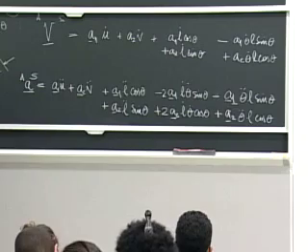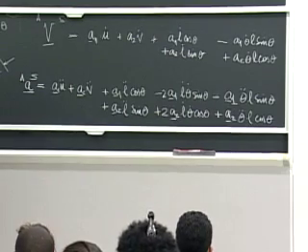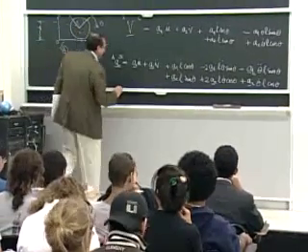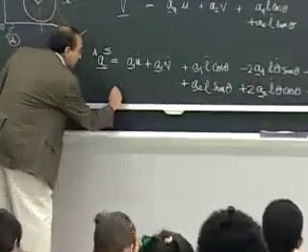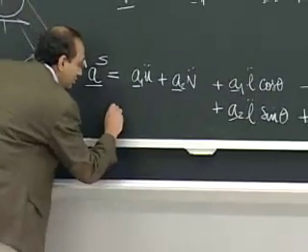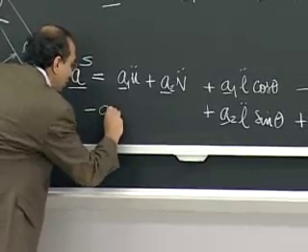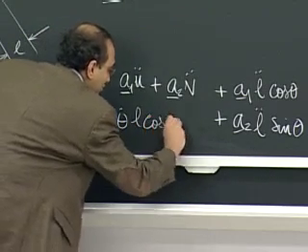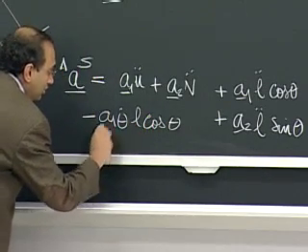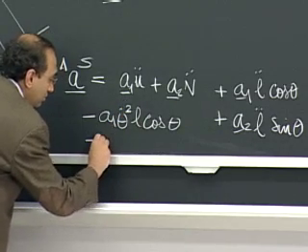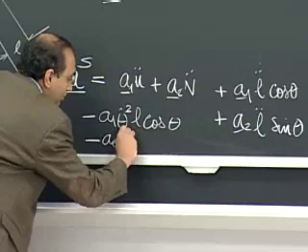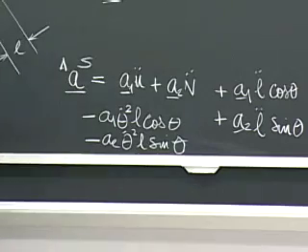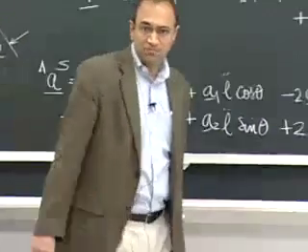Is there one more term? We have a theta dot squared term. Oh yeah, we missed that. Okay, where shall I write it? I don't have space. Okay, give me the other term. I'll put it here. Negative A1 theta dot squared L cosine theta, and then negative A2 theta dot squared L sine theta. Okay, so these are all the terms. You miss anything? All right.